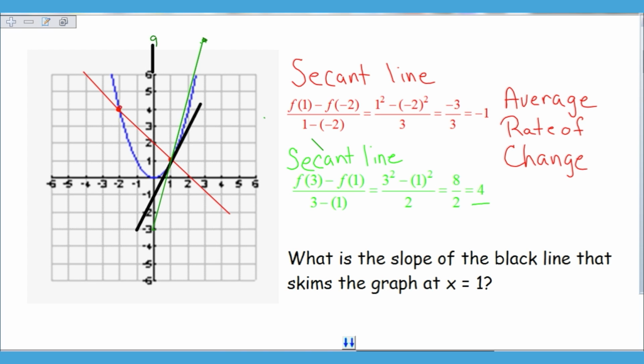So let me make sure I note that. I don't think I have done that. I apologize. This function is x squared. This function is x squared. Okay?